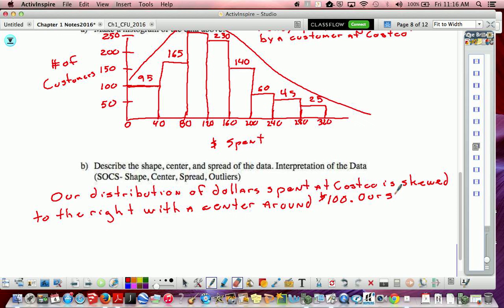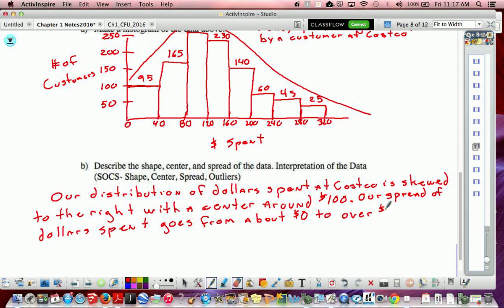Okay. So, our spread of dollars spent goes from about $0 to over $280.